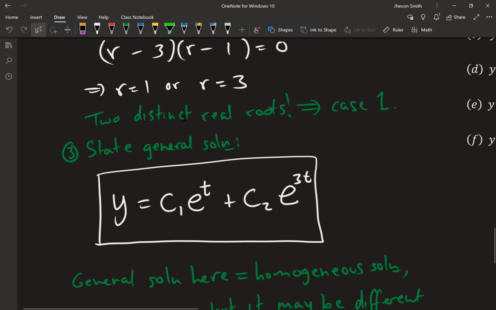Now I put them in the form e to the rt. So it's c1 e to the 1t plus c2 e to the 3t. This is my general solution, which is in this case the homogeneous solution. And that's going to be our guy. Any questions on that?